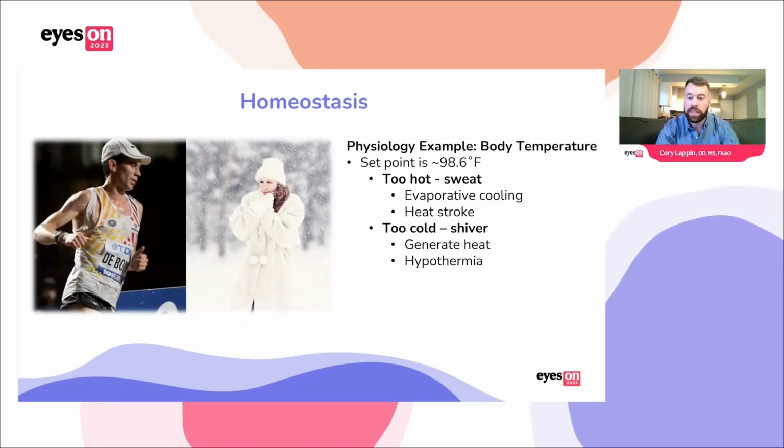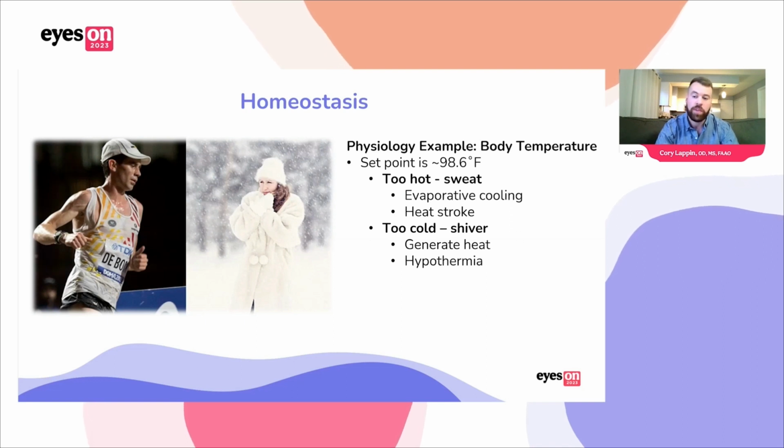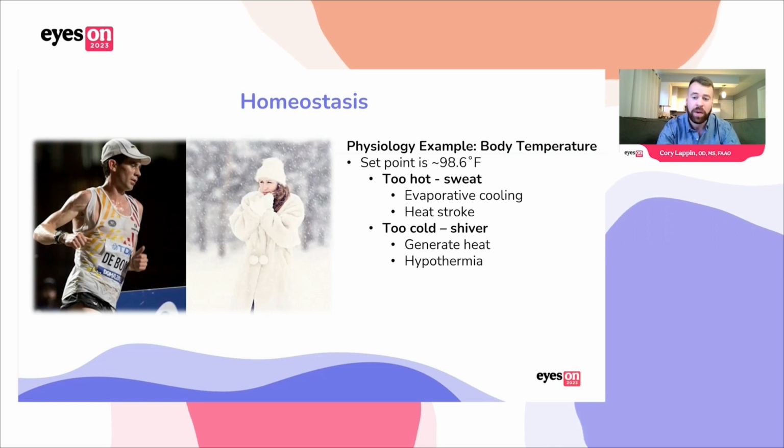A classic physiological example of homeostasis is body temperature. We need to maintain our body temperature at around 98.6 degrees Fahrenheit to function properly, regardless of the external environment. So if we get too hot, we sweat to use evaporative cooling to reduce our body temperature. However, if we deviate too far from this set point of 98.6 degrees, usually at around 106 degrees or higher, homeostasis fails and we can develop heat stroke.